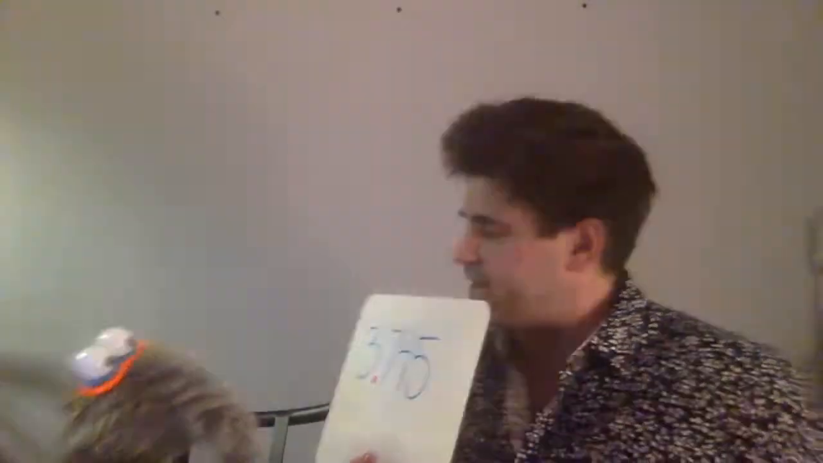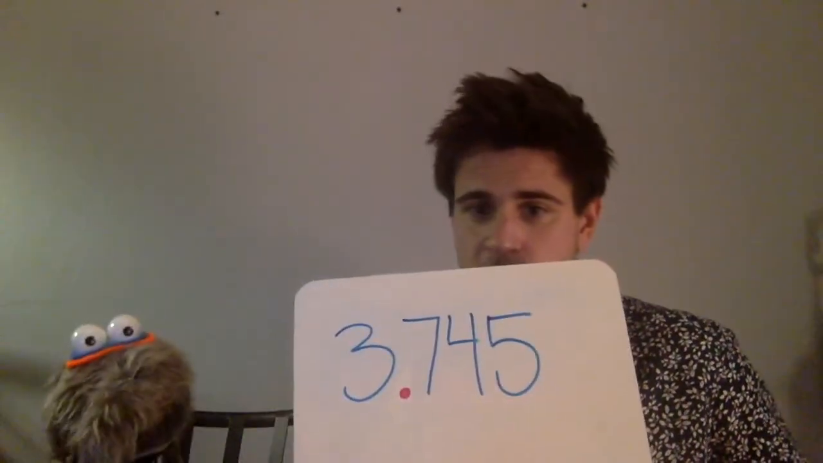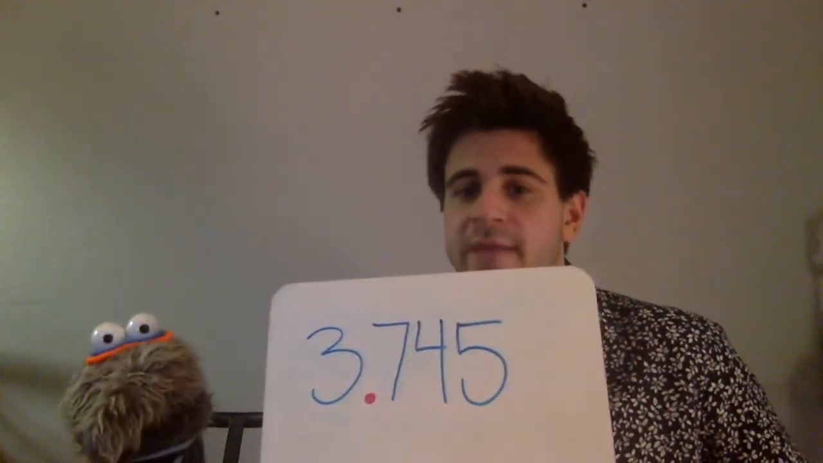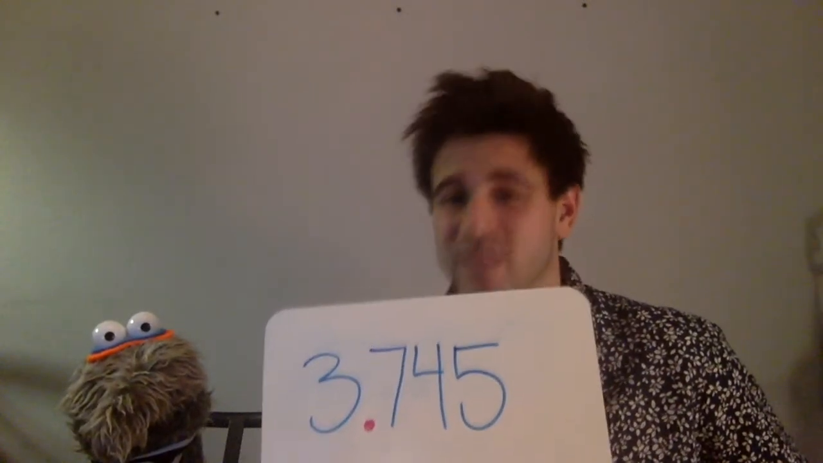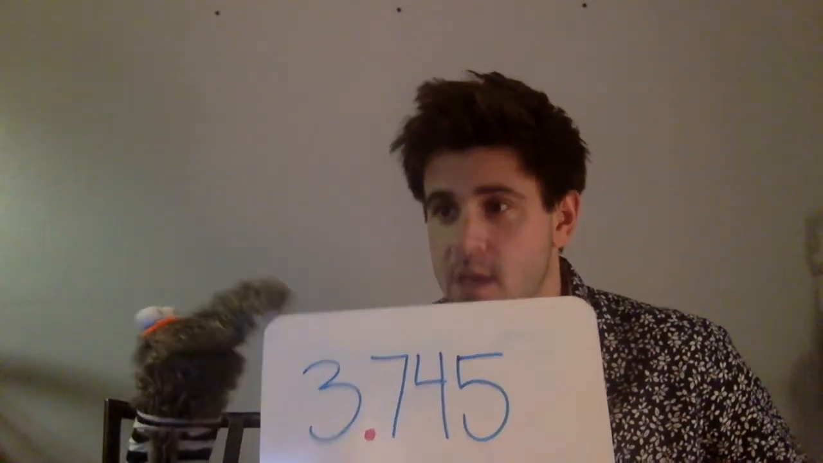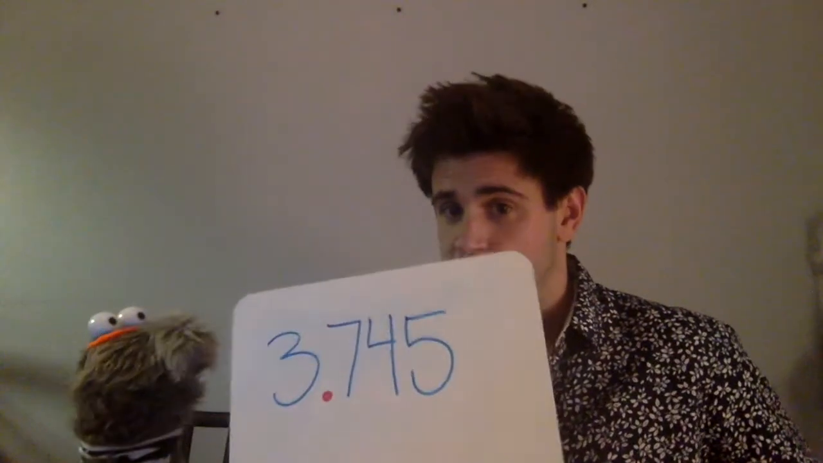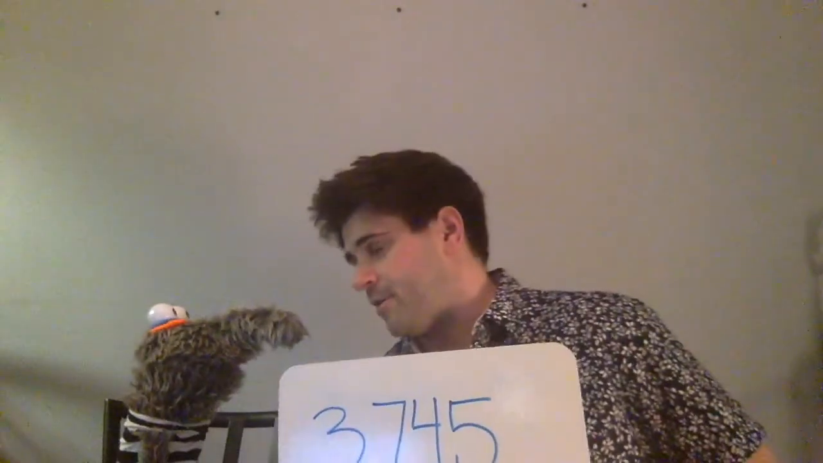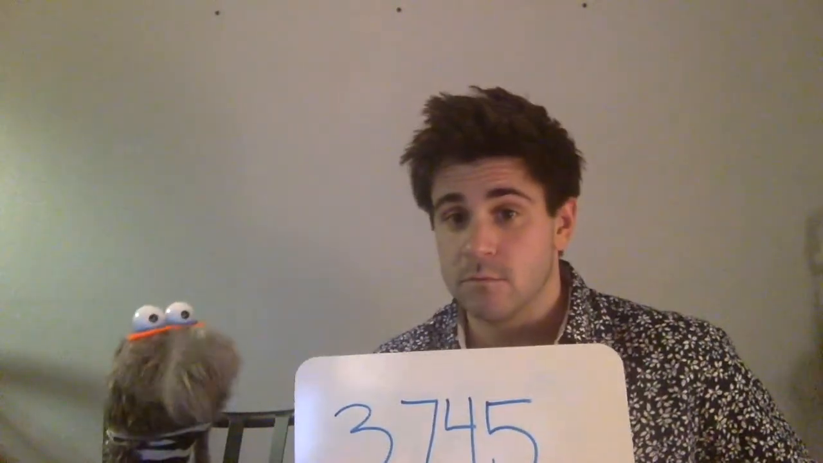Let's look at the whiteboard. Here it is, okay? There's my decimal on the whiteboard. 3 and 745 thousandths, okay? Let's say I have this number, 3.745, and I want to multiply it by 100. What do I do?